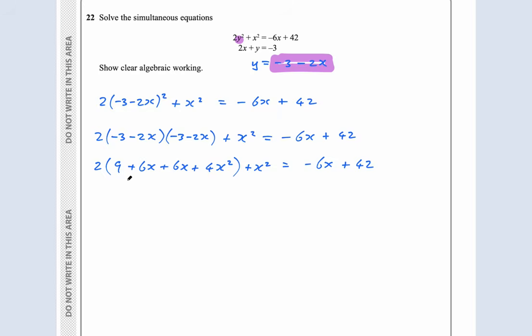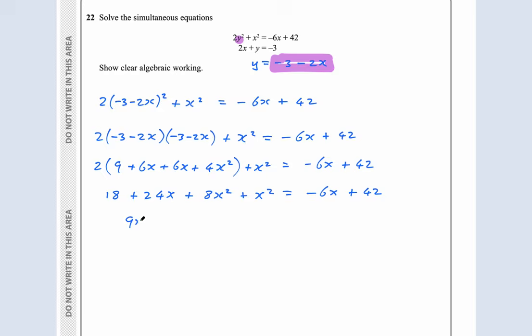Okay, then multiply out the 2. Or no, actually, guys, we could... well, let's just skip one step. I'm going to do 2 times 9 is 18. And then this is 6x plus 6x, which is 12x, times 2 is plus 24x. Make sure you understand that. Plus 2 times 4x squared is 8x squared, plus x squared equals minus 6x plus 42. Okay. 8x squared plus x squared is 9x squared.